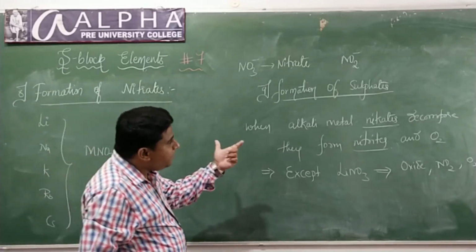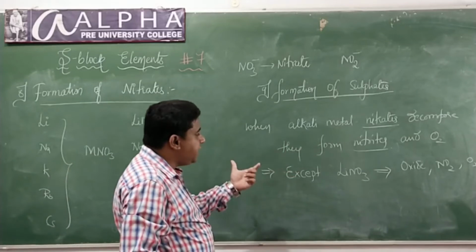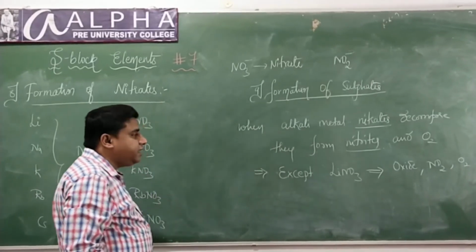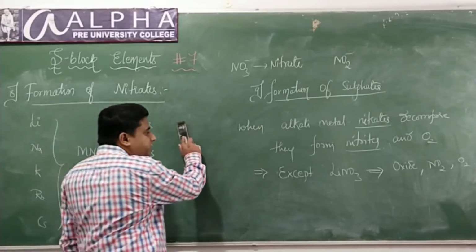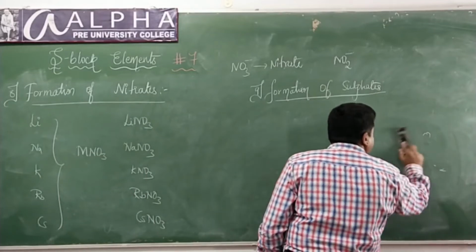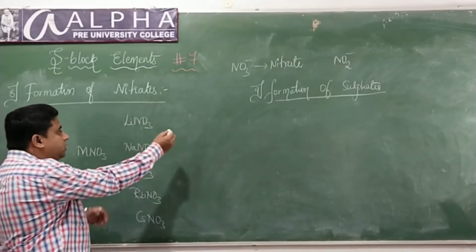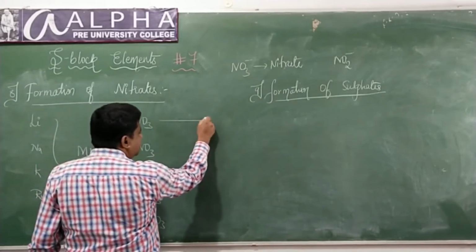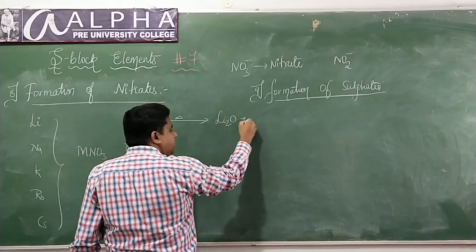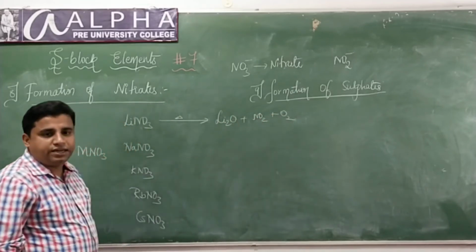When alkali metal nitrates decompose, they form nitrites and oxygen, except lithium nitrate, which decomposes to give lithium oxide, nitrogen dioxide and oxygen. So let us write the reaction for it. Lithium nitrate upon decomposition will give lithium oxide, nitrogen dioxide and oxygen. Again, don't worry about balancing the reaction.